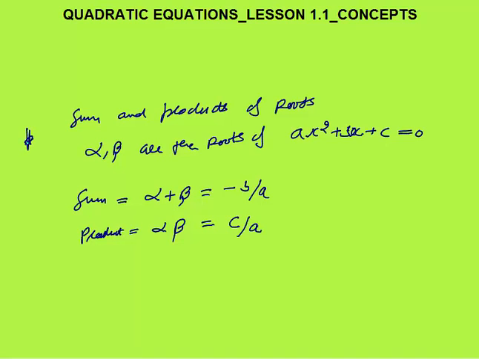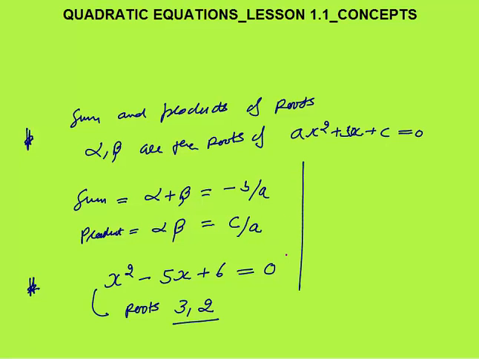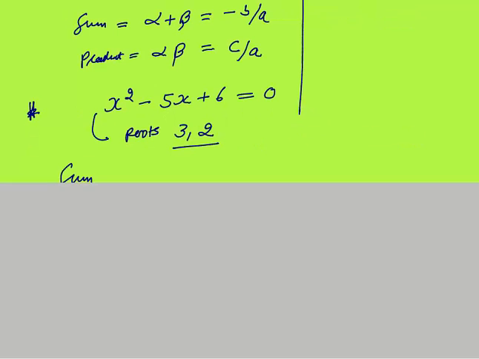I am taking an example in order to make this concept clear. For example, our equation is x square minus 5x plus 6 equals to 0. Now we know that its roots are 3 and 2. We just calculated in the previous slide. Let's cross check whether alpha plus beta equals minus b by a and alpha beta equals c by a is verified or not. Sum of the roots, this is 3 plus 2. Is it equals to minus b upon a?